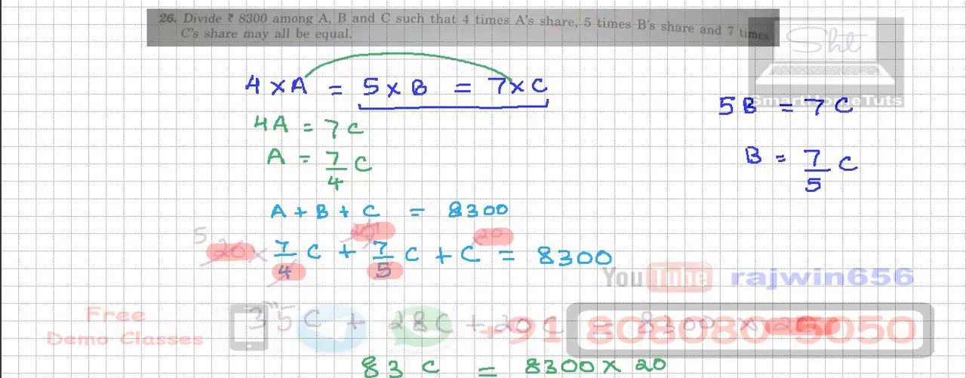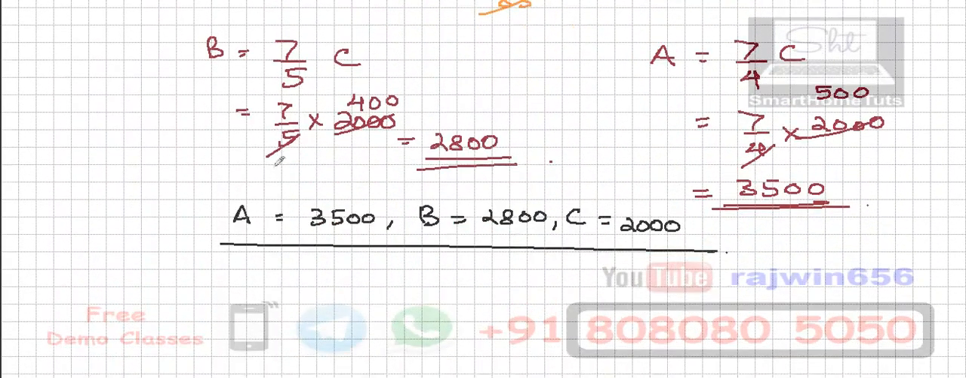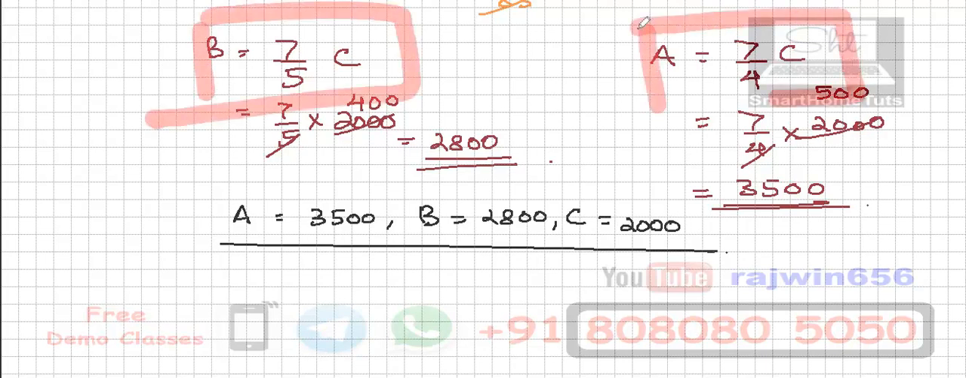Okay, you have to simplify, you have to solve, you will get the value of C, and then you are going to substitute here. B is 7 upon 5C, A is 7 upon 4C, and then simply you are going to write the answer. You'll take down the sum.